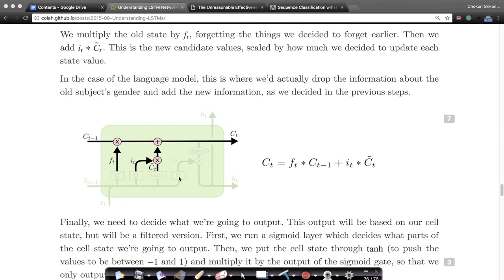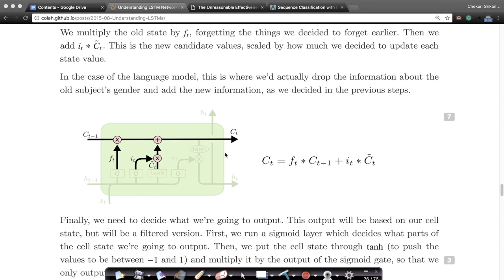So let's write down the whole equation, right? My final equation, my CT is FT multiplied by CT minus 1. This is point-wise multiplication. When I say this star, it means point-wise. Take every element of CT minus 1 and take every element of FT, and you do a point-wise product. This is nothing but what you get here. Then you add, because you have a point-wise addition element here, you add IT and CT tilde.